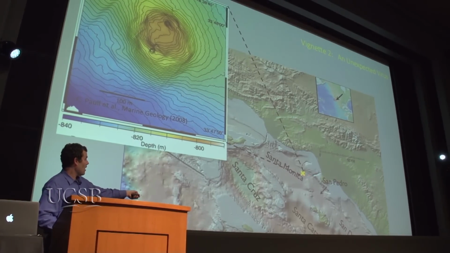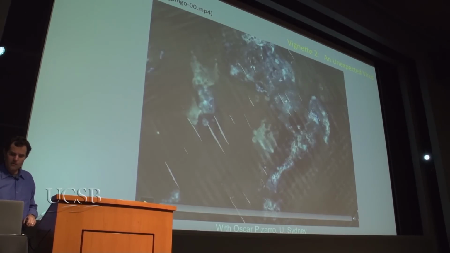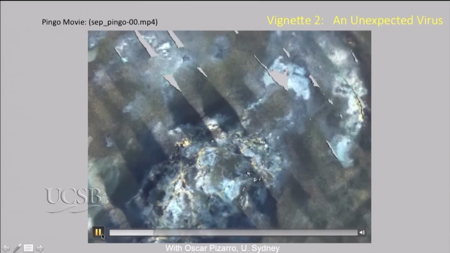Okay, so that was the first vignette about innies and outies, and I'm going to move on and talk about other forms of discovery. The first one I want to talk about comes from a very interesting terrain, what I call a microbial terrain, here off the coast of Santa Monica, off of Los Angeles. And here is a very similar photo mosaic of this site.